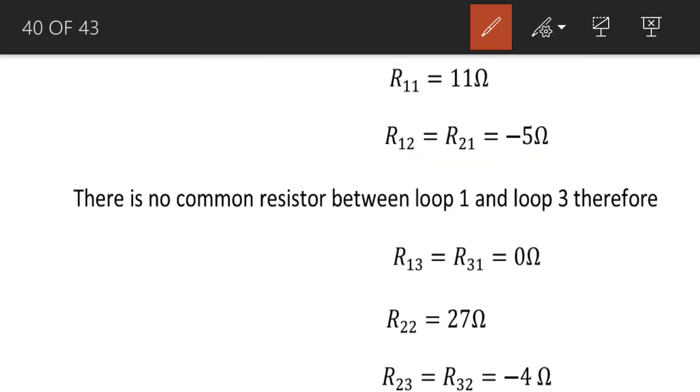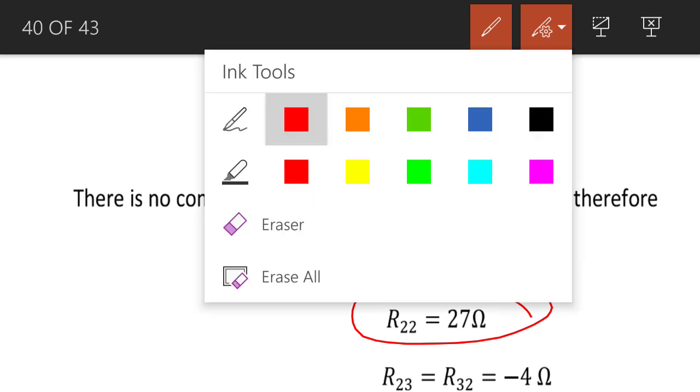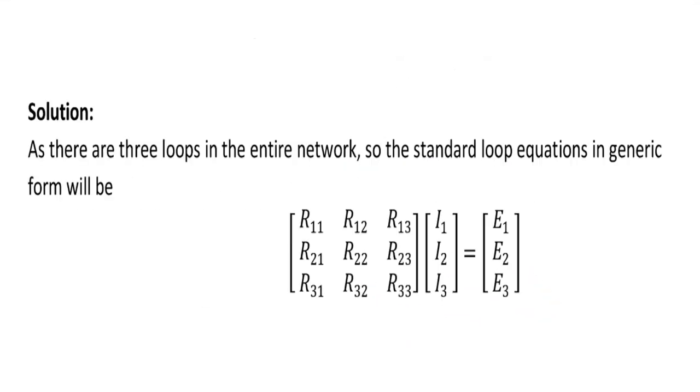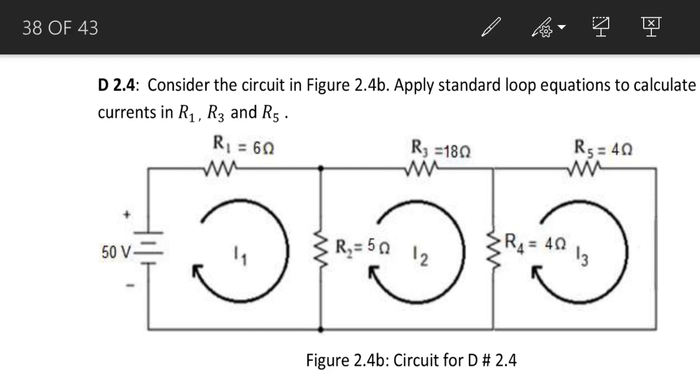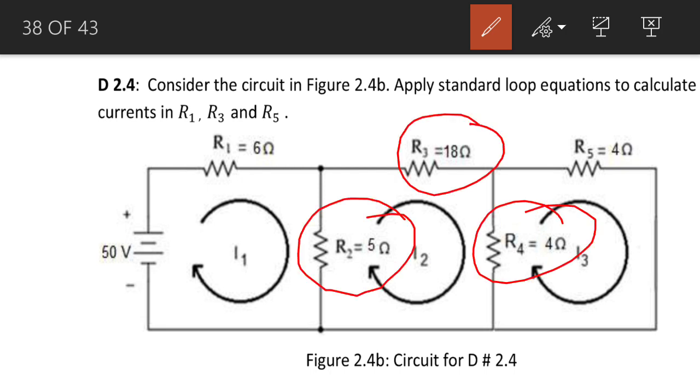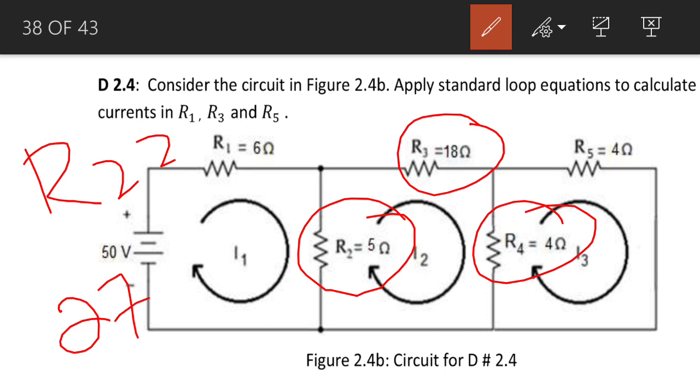Now we are going to find out R22, and for R22 we calculate the sum of all the resistances of loop number 2. And you see there are three resistors in loop number 2. So if we consider the resistors of loop number 2, R2 plus R3 plus R4, this is the total self-resistance of loop number 2. So we have 5 plus 4, that is 9. 9 plus 18, 27. So R22 is 27 ohm.